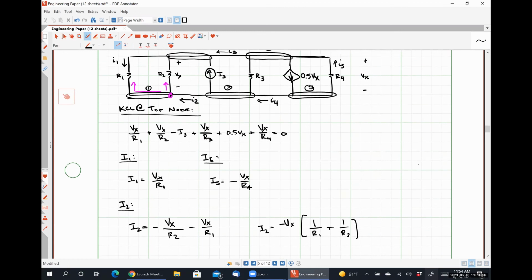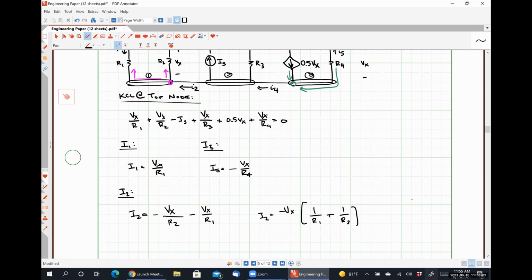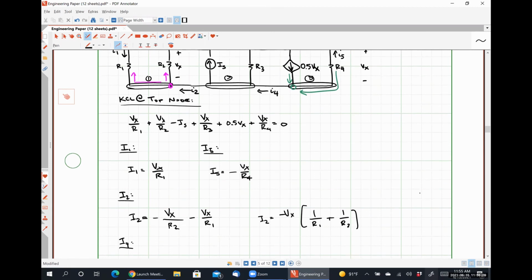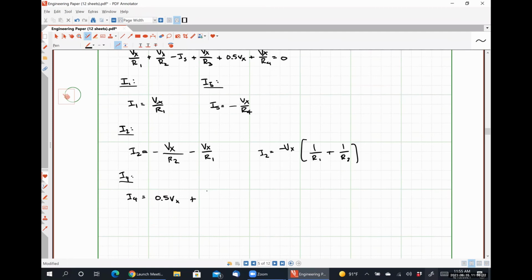All right, let's look at I4, okay? Now we're going to look at a slightly different application of Kirchhoff's current law. I would say that this current flowing down plus this current is equal to I4, right? So the currents flowing into that node that I've circled in green have to equal the current leaving the node I've circled in green, which is I4. Does that make sense? Yeah. All right. So I4 is going to be the current flowing down through the dependent source, which we know to be 0.5 Vx, plus the current flowing down through the resistor R4, which is just Vx. That's I4.